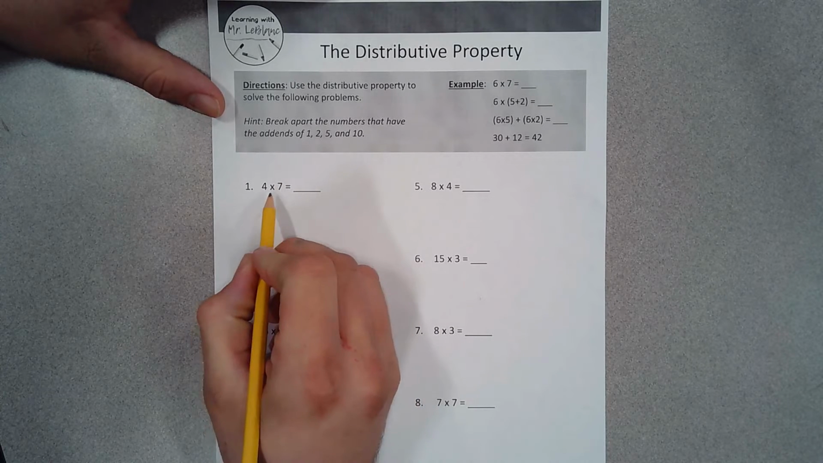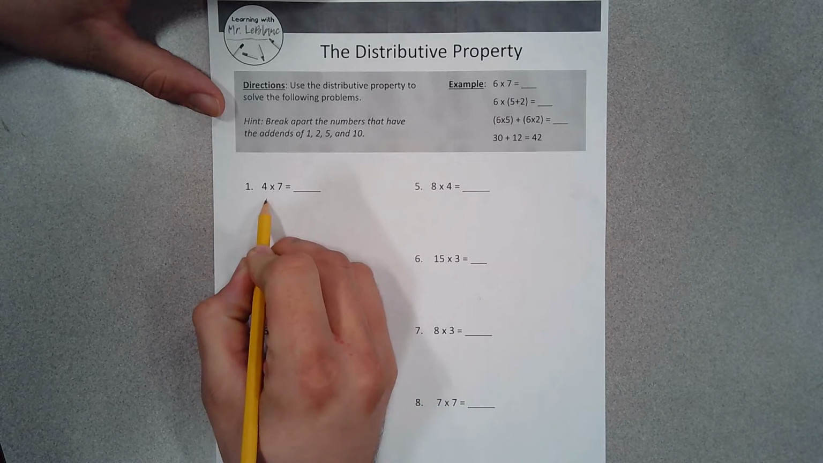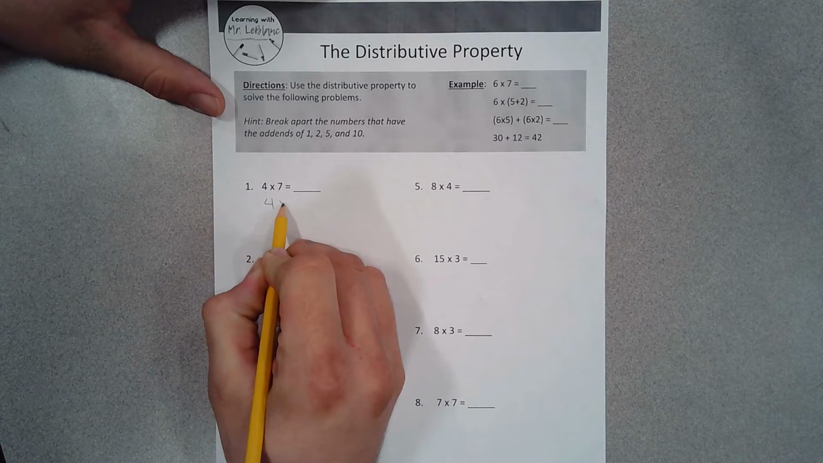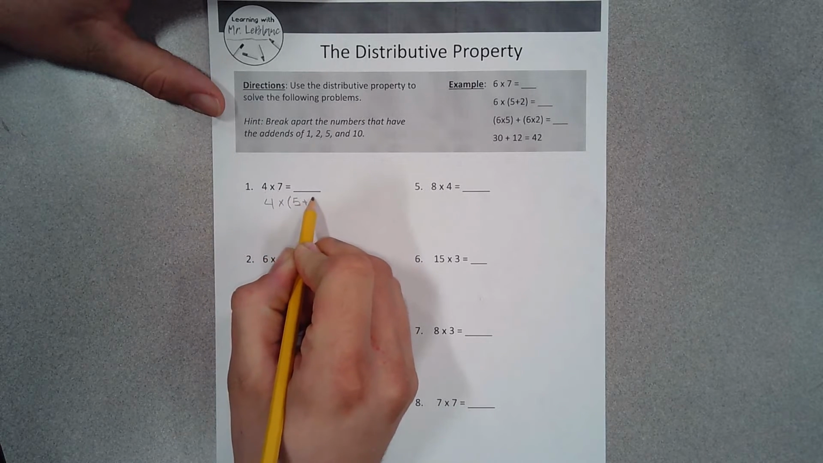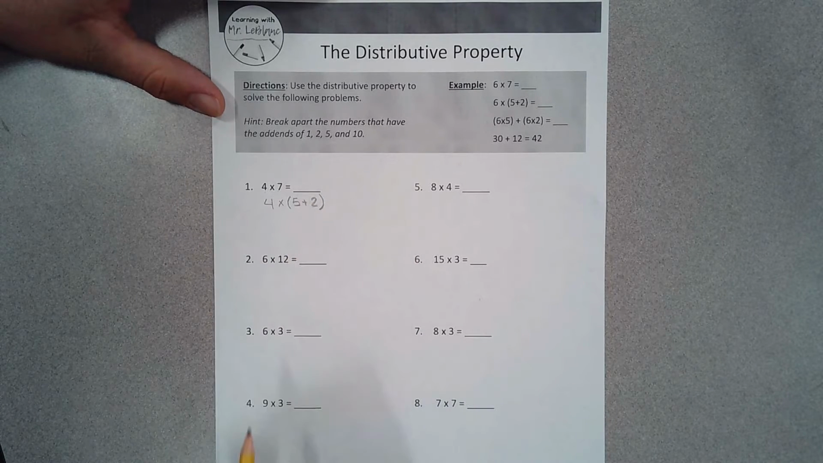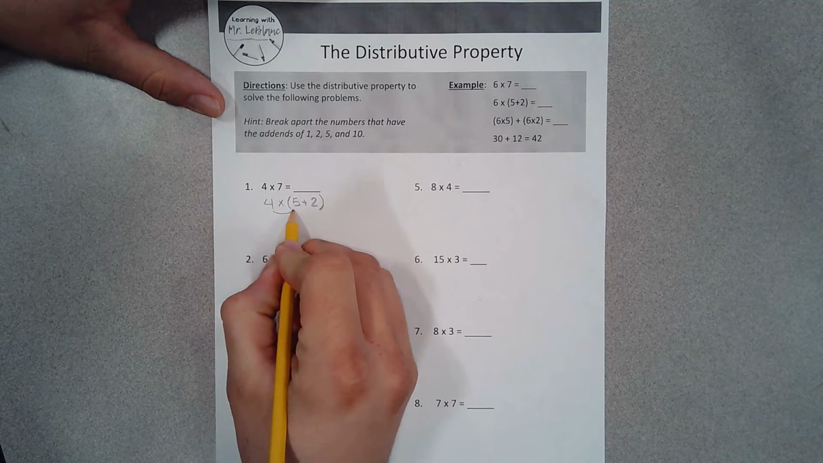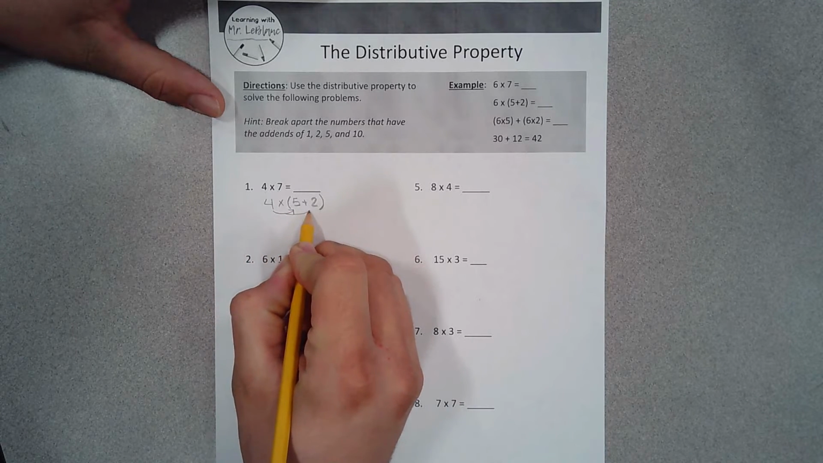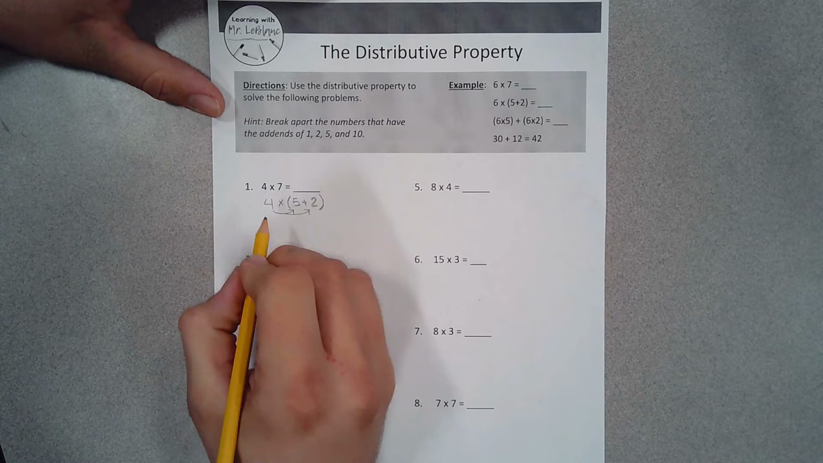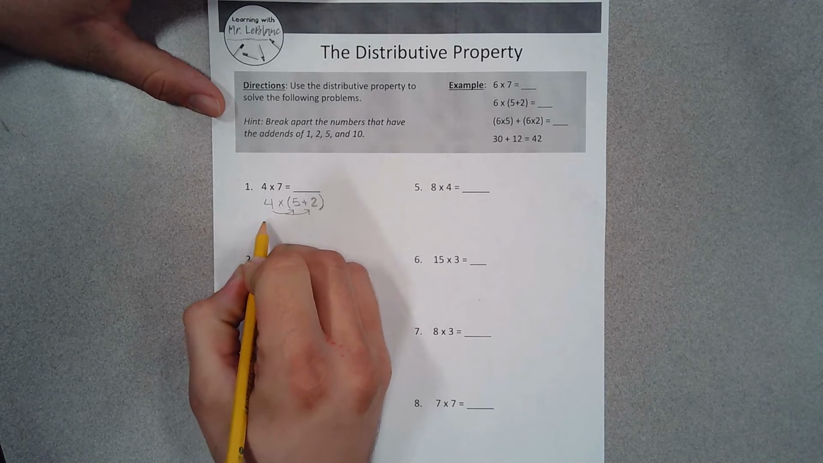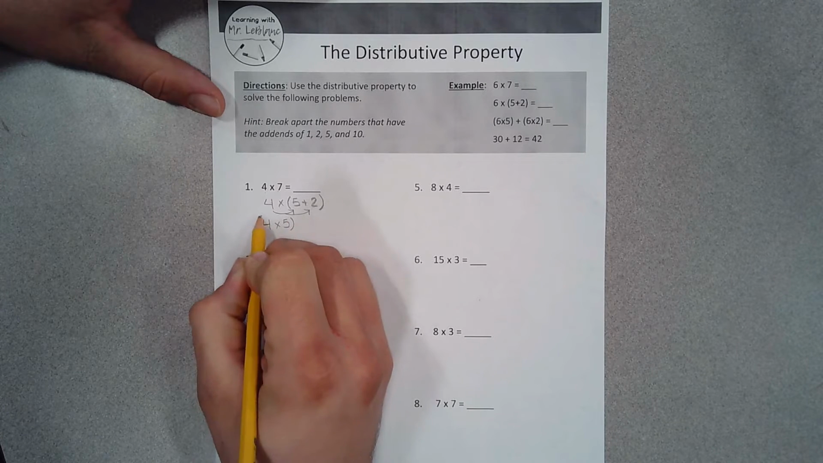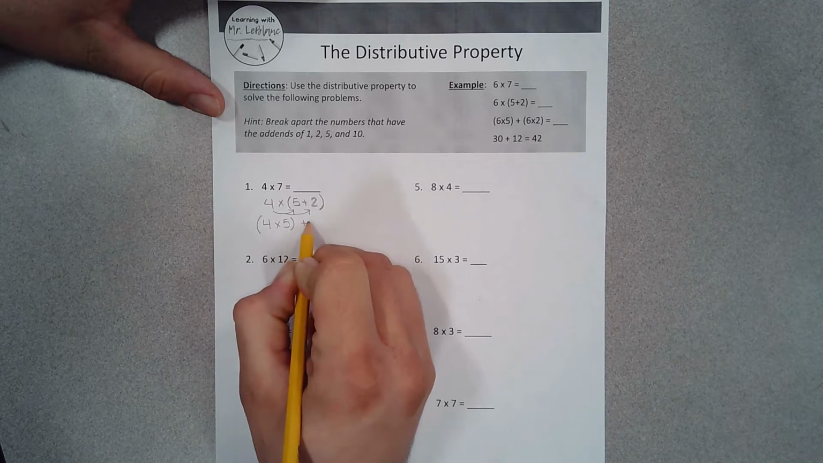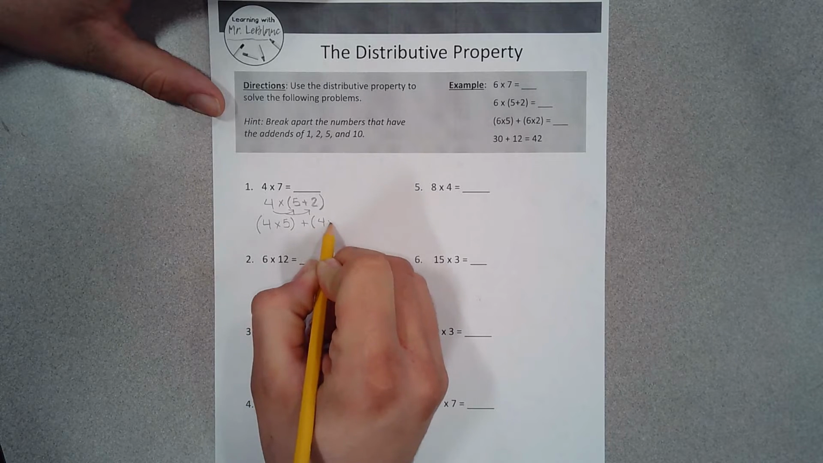So in this problem, we're going to break apart that 7. So we're going to write the problem just how it is, except instead of a 7, we're going to group 5 plus 2 together. So now we have 4 times 5 plus 2. Next, we're going to distribute this 4 onto each of those numbers, just like we did before, and create two separate multiplication problems. 4 times 5, and then we're going to add that to 4 times 2.